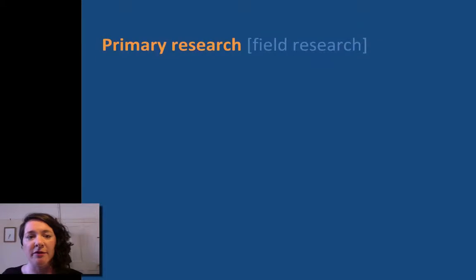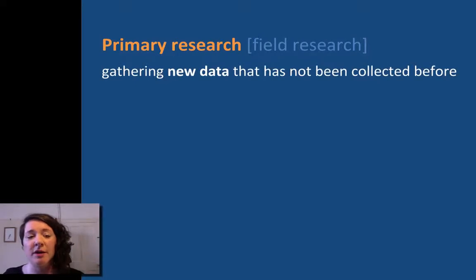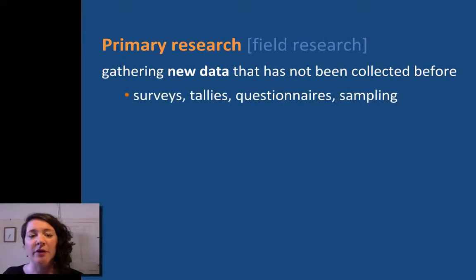When we're talking about research, there's two kind of modes that we need to think about. The first of these is primary research, which is also referred to sometimes as field research. This is where you're gathering new data that hasn't been collected before. So this might take the form of surveys and tallies and questionnaires and will involve different types of sampling. That's something that we'll come to a little bit later.